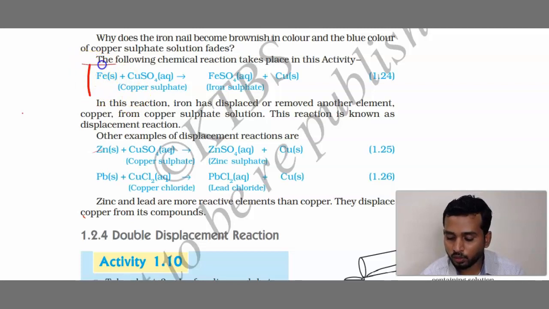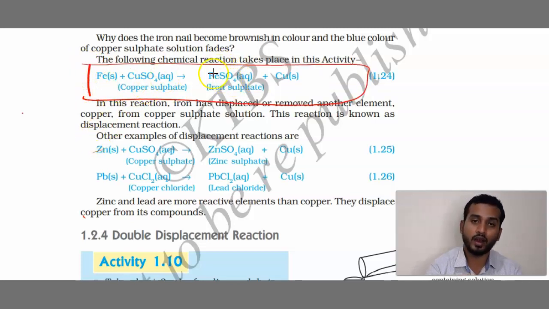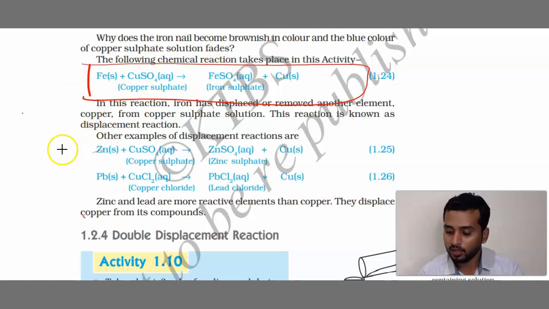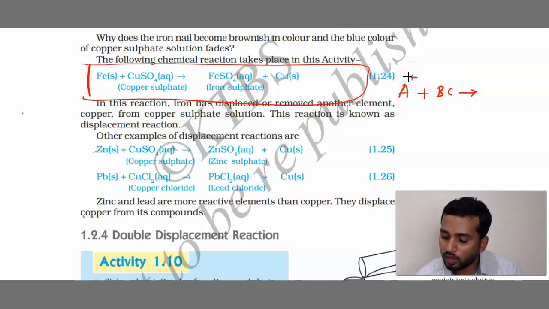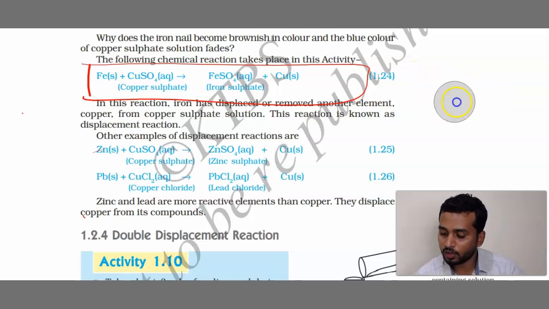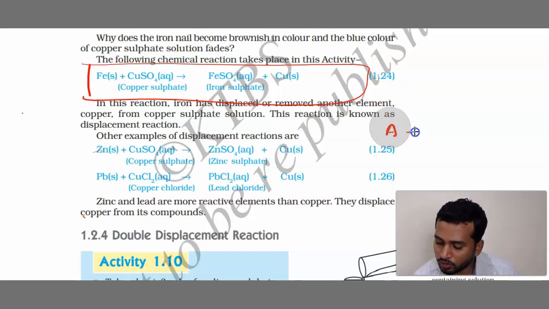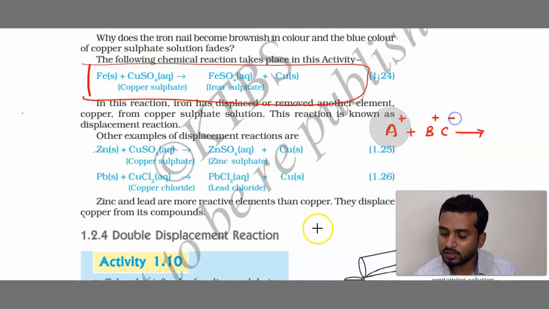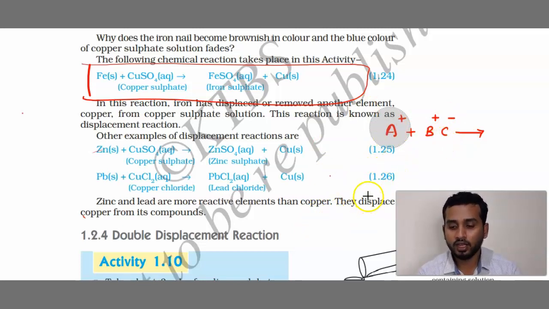Here what they may do is, chances are they will give you this reaction and ask you to identify which reaction has happened. Very simple, just remember A plus BC. Always the first number A is positive, B is positive and C is negative. Always this side positive and this side negative will react.